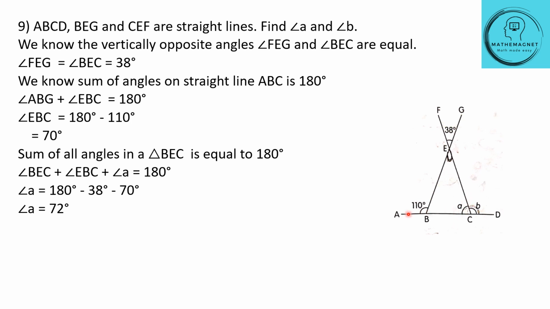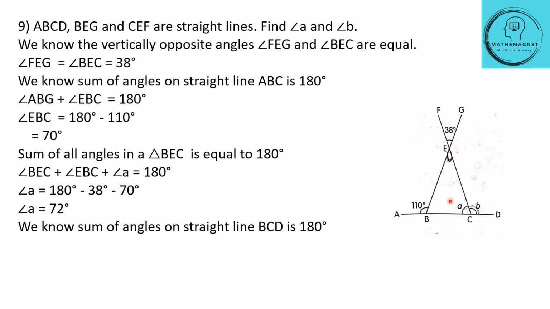Again, using the same concept as how we did this, we will find angle B, that is using the sum of angles on a straight line. We know sum of angles on straight line BCD is 180 degrees. A plus B will be equal to 180 degrees. So B will be 180 minus 72. B will be equal to 108. So the unknown angle B is equal to 108. The unknown angle A is equal to 72 degrees.